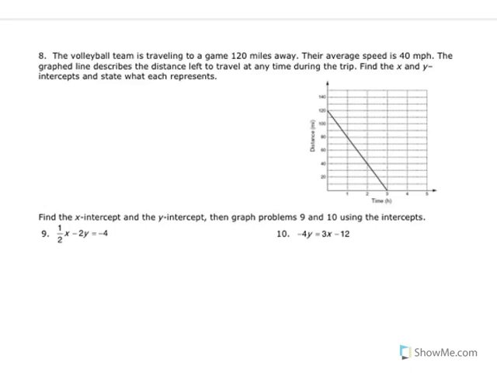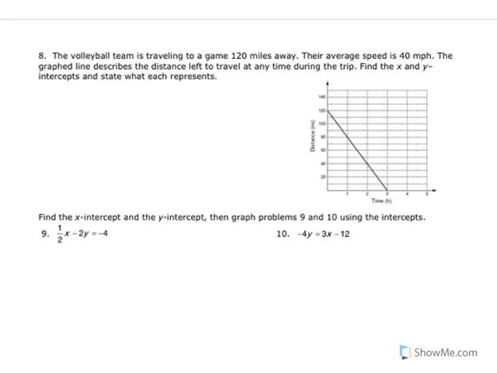Okay, on number 8, we've got a real life problem. So we have the volleyball team is traveling to a game that's 120 miles away. Their average speed is 40 miles per hour. The graph line describes the distance left to travel at any time during the trip. Find x and y intercepts and state what each one represents.